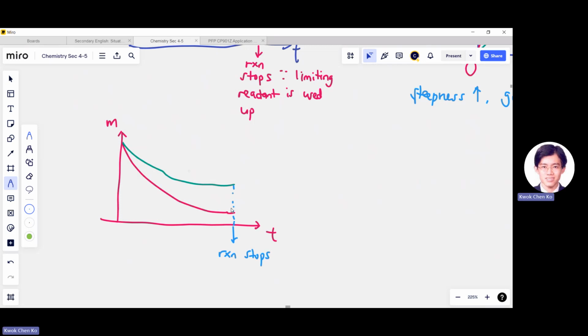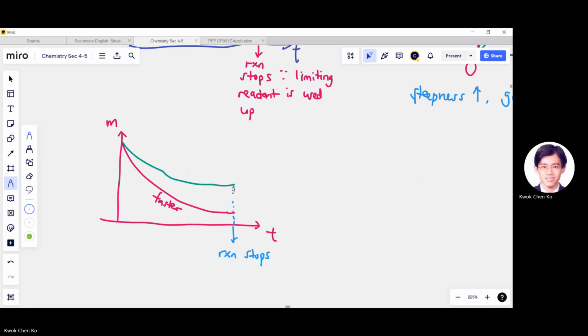But I still have to ask you, which is the faster reaction? The red one is still faster. Can we agree on that? Okay, faster. But how come my red one stops here? I mean, the other curve is still above the red curve. Why?